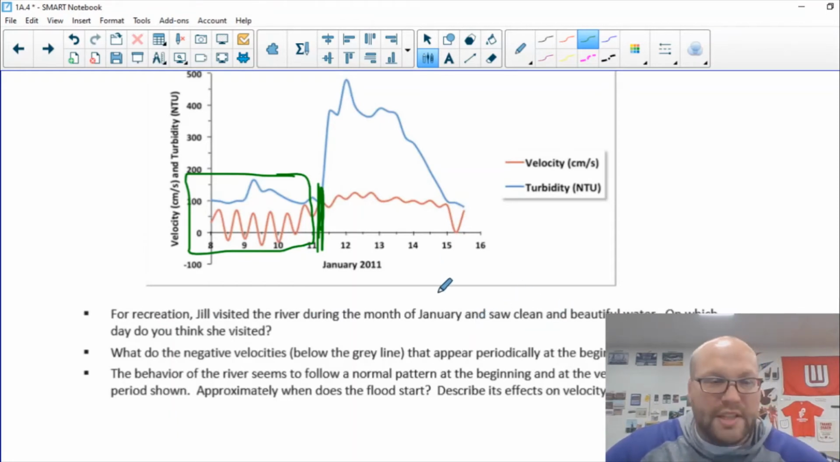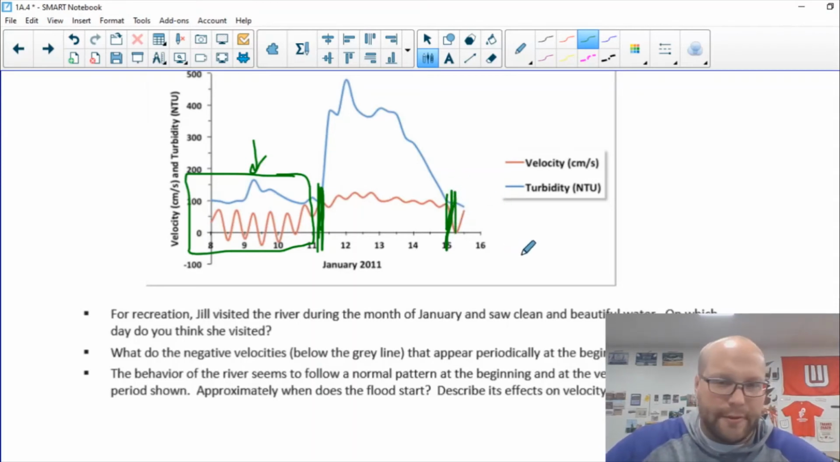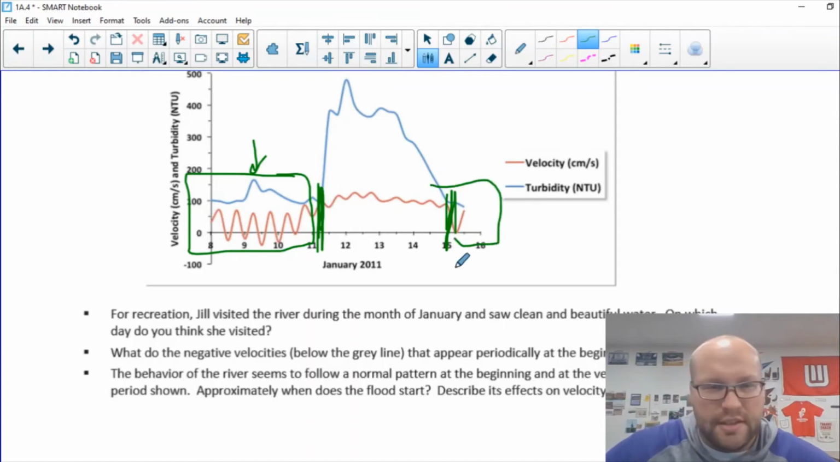Well, when would we expect her to see clean and beautiful water when things are normal? I would expect it to be somewhere in this window of just things are business as usual for this river. And then it does look like things are going back into harmony sometime after the 15th. So I would guess somewhere in here is where, if she visited this river and saw cleanliness, it's going to happen.